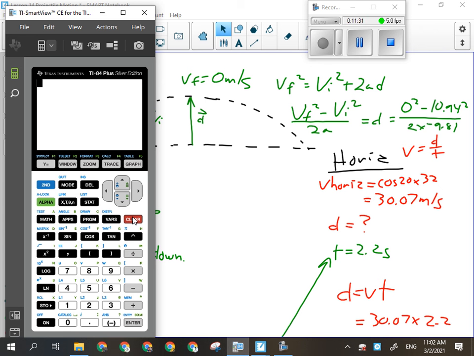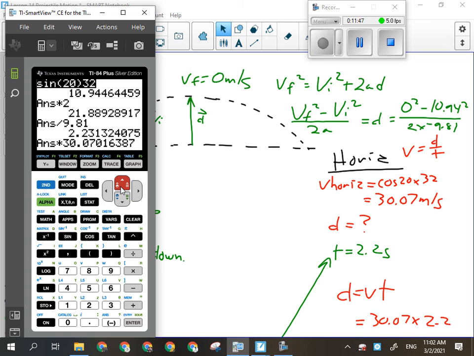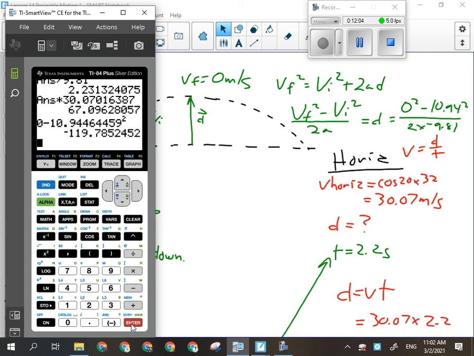Oh, shoot. I just deleted my numbers. Can't you go this roll? I don't know that I... Oh, I can. Oh, awesome. That was lucky. Okay. So I need that number there. Okay, so I'm going to have 0 minus my 10.94 squared, divided by 2 times 9.81, so that'll be negative 19.62.